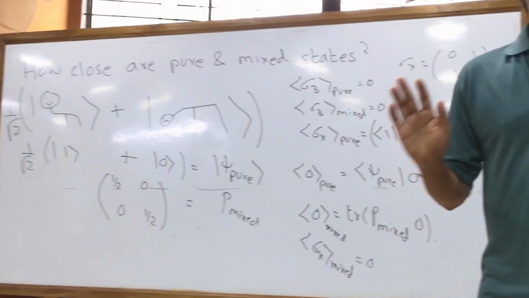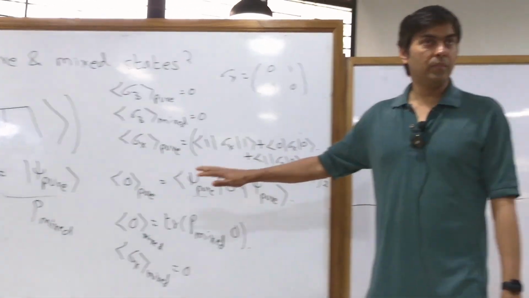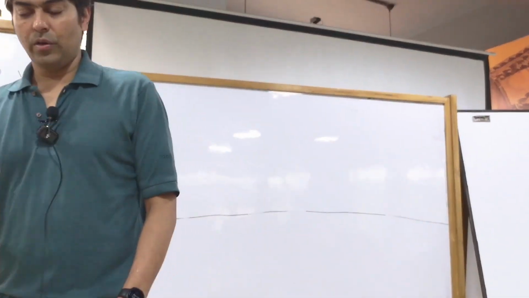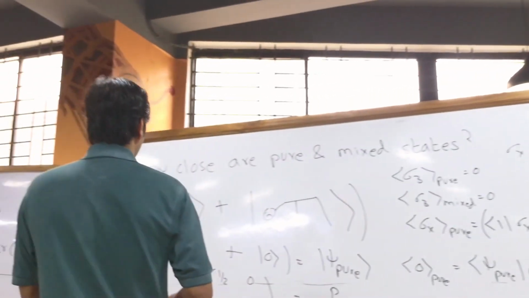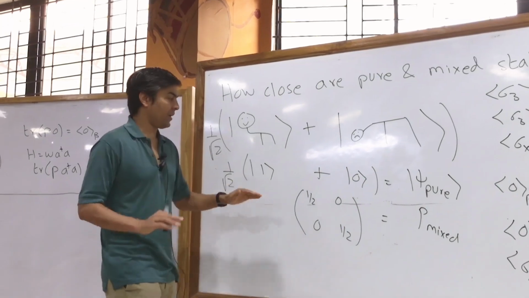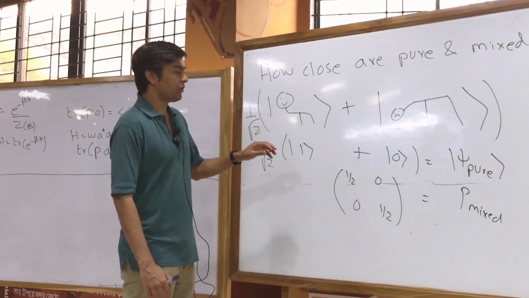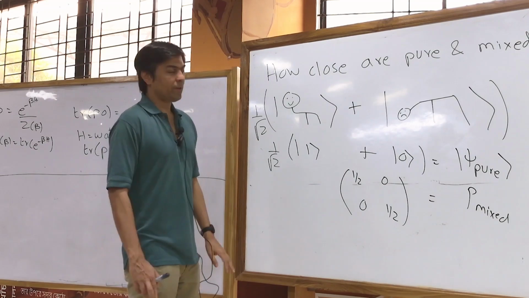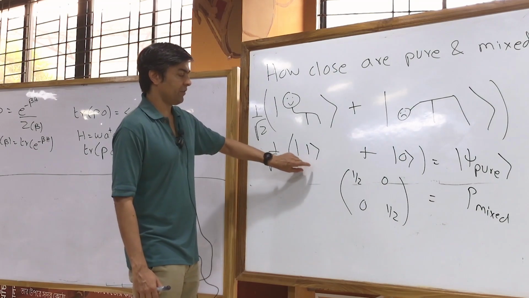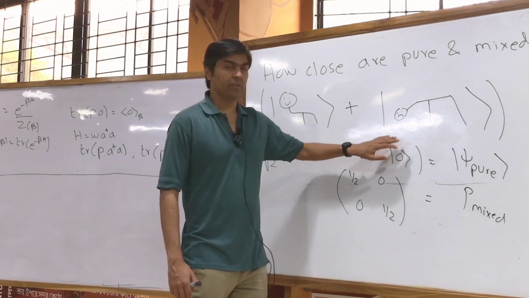Is this point clear? What I said? Okay. So what I was saying was that when we have a state of this kind, which is a linear superposition of two eigenstates, we sometimes say with probability half the state is in 1, and with probability half the system is in 0.